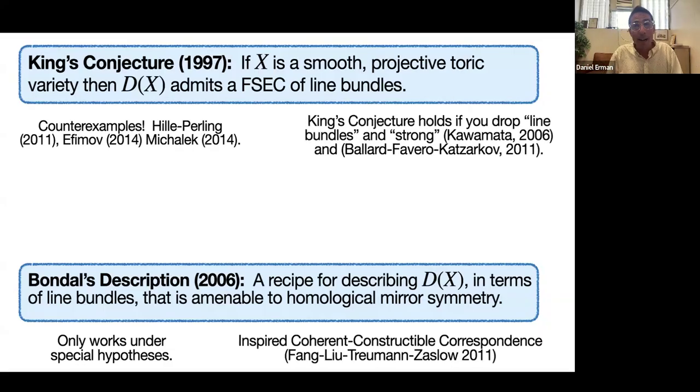Now that said, neither of these things works perfectly, but if you're willing to weaken what you ask for, you can get versions of both. So King's conjecture holds if you're willing to drop line bundles and some of the features, and similarly, Bondal's description led to this coherent constructible correspondence, which is important in mirror symmetry. Okay, but the short version is, King had this influential conjecture and it was false.